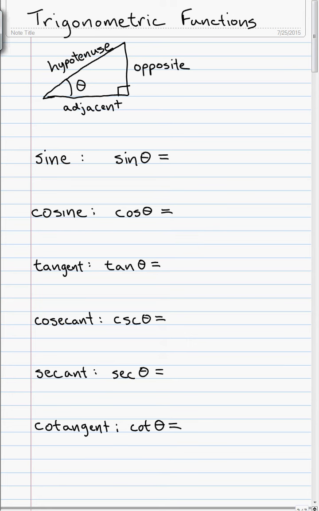Alright, in this video we're going to talk about one of the most important concepts in trigonometry, and that is the 6 trig functions, or trigonometric functions: sine, cosine, tangent, cosecant, secant, and cotangent. So these are how they're written and said, and then these are the abbreviations: sin, cos, tan, etc.